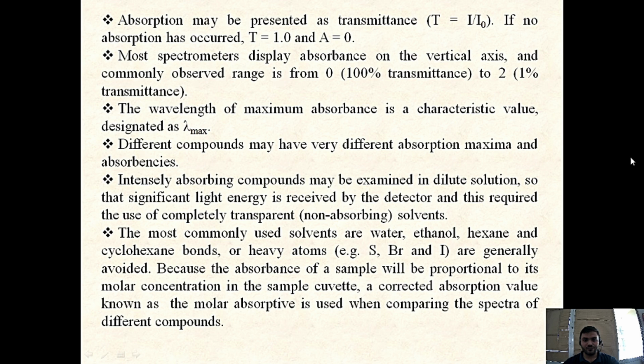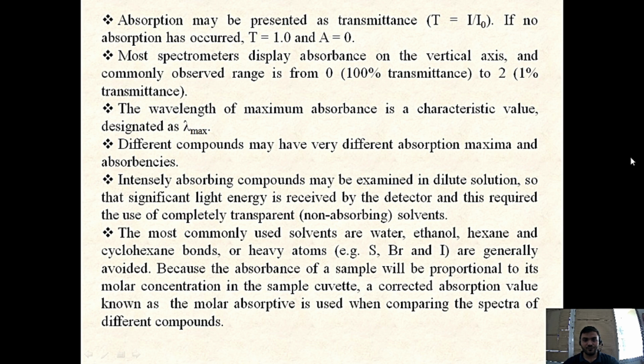Most spectrophotometers or spectrometers display absorbance on the vertical axis, and the commonly observed range is from 0, that is 100% transmission, to 2, that is 1% transmission. The wavelength of maximum absorption is a characteristic value that is designated by lambda max. Different compounds may have very different absorption maxima and absorbance.